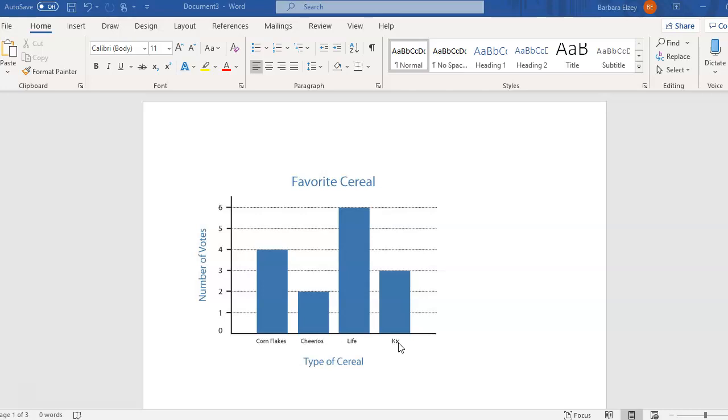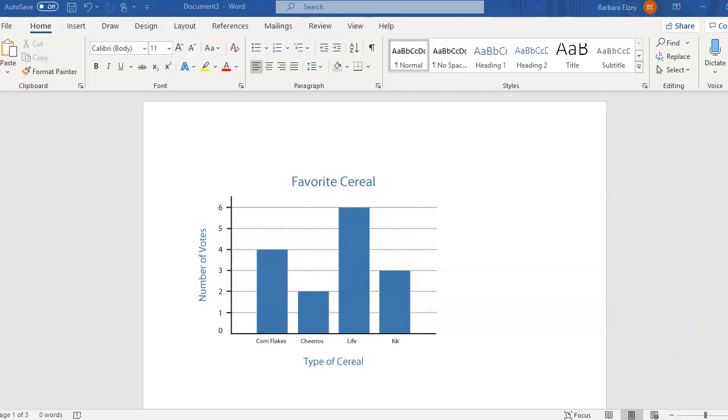We can tell how many people chose cornflakes. If we look over here, there were 4 voters who chose cornflakes. We can tell how many chose Life. There were 6. If we count up each of these bars, we can tell how many total voters there were. There was 4 plus 2 plus 6 plus 3.